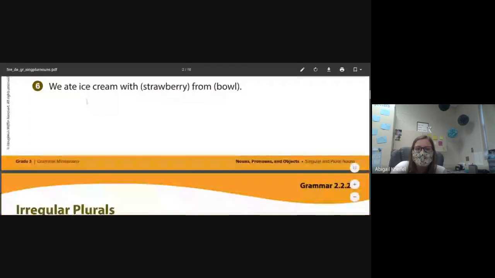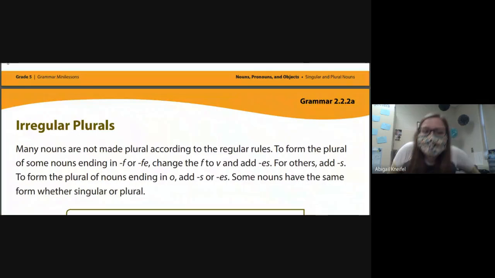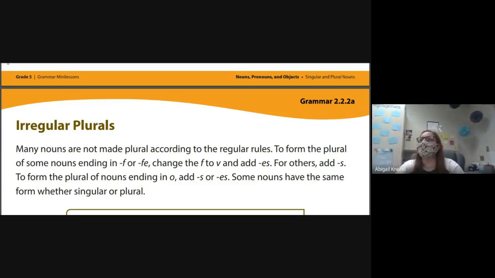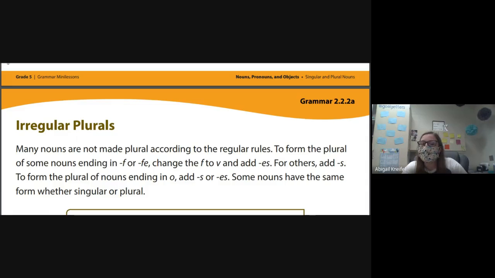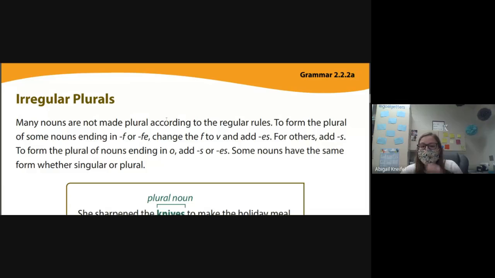Follow along with me. Irregular plural nouns. Irregular means what? First off, we know that the IR prefix means what? Molly? It means not. So, not regular. So irregular means nouns that are not regular. Many nouns are not made plural according to regular rules. To form plural nouns that end in F or FE, you change the F to a V and add ES. So that would be like leaves or knives or lives.